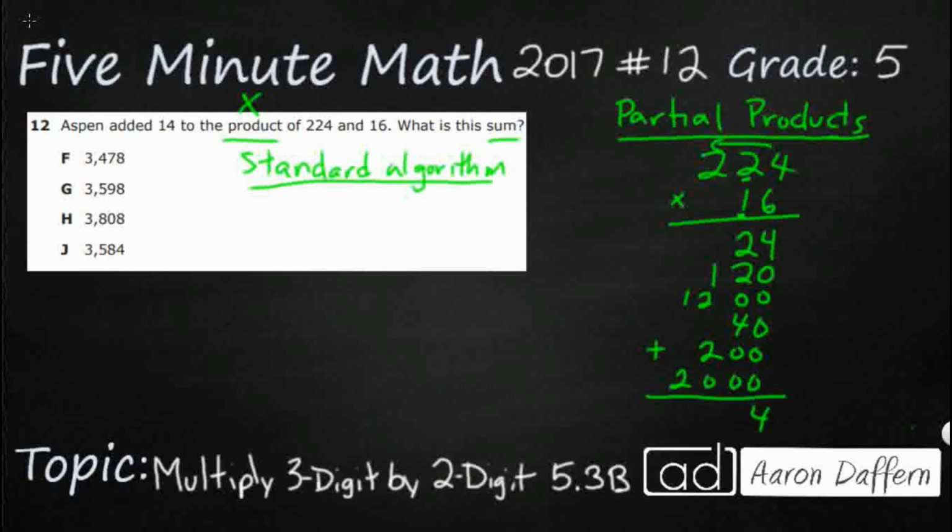Let's add it up. That's 4. That's going to be 8. That's going to be 1, 2, 3, 4, 5. That's going to be 35, 84. But don't forget, we still have to add this 14. We'll do that in a moment.